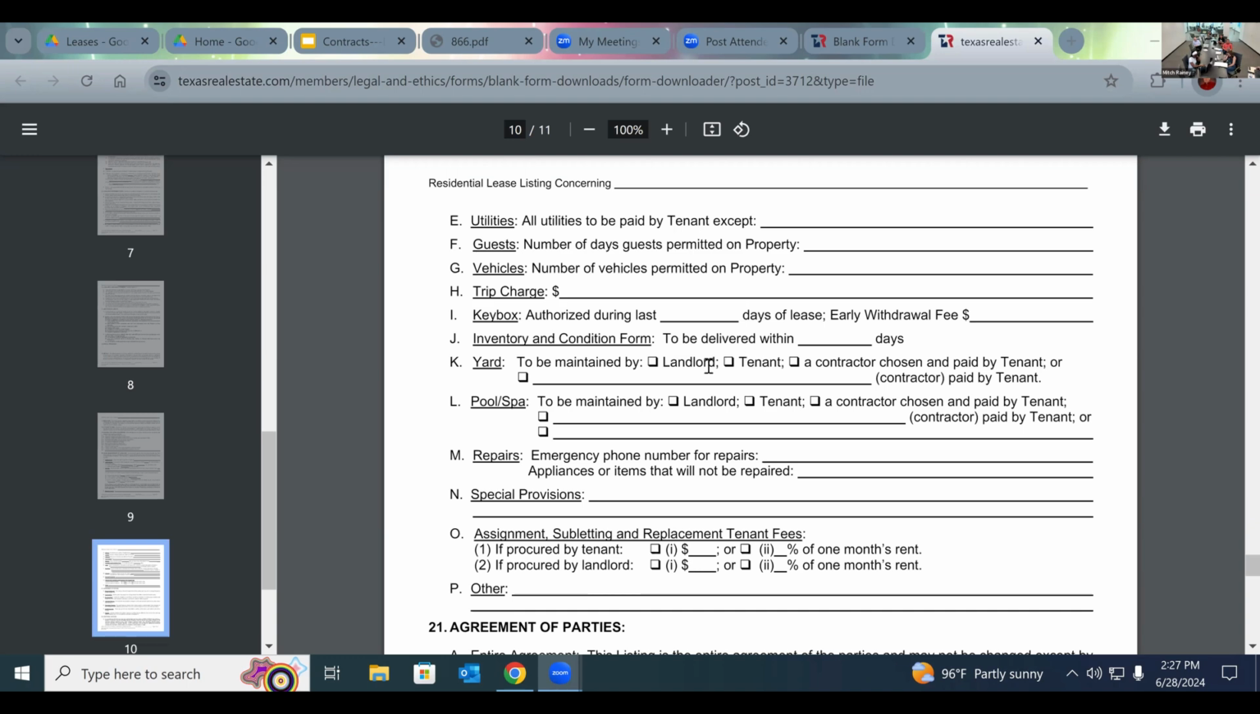Inventory and condition form to be delivered within how many days? 7 days. It's up to the landlord. But sometimes things start showing up after they move in, something is not working. What do you put, 3 days, 5 days? 3 days, 2 days. Best practice is for the landlord to do it with them, but I don't want somebody moving into my house with their movers and everything, and then they do the inventory and condition form 7 days later, and there's a hole in the wall that wasn't there until you moved in.